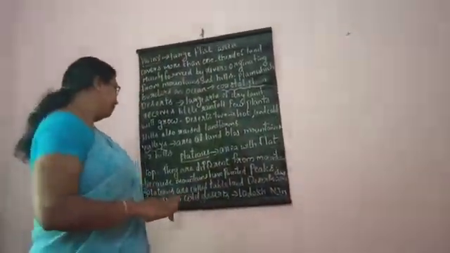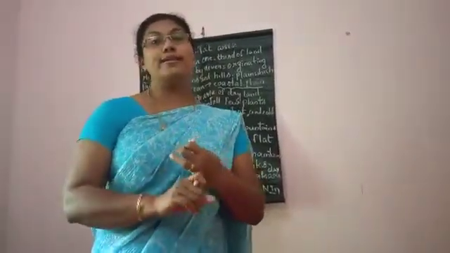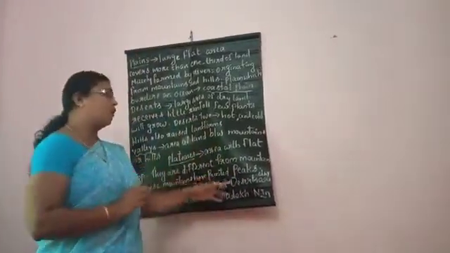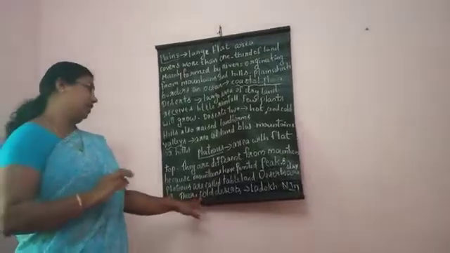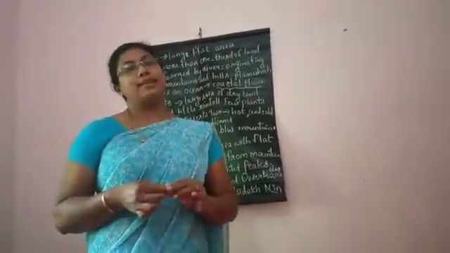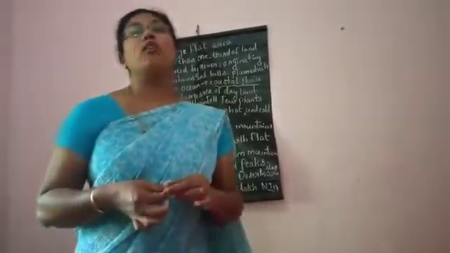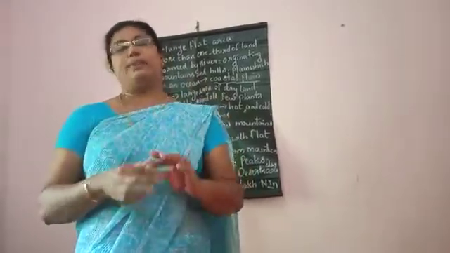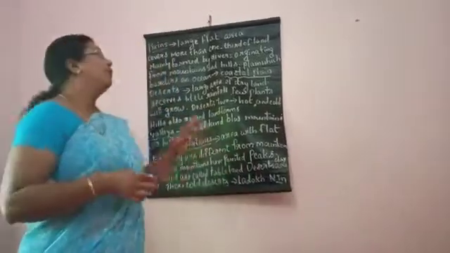And examples for hot deserts and cold deserts. So an example for hot deserts is the Thar Desert in Rajasthan. Thar Desert. And an example for cold desert is Ladakh in northern India.